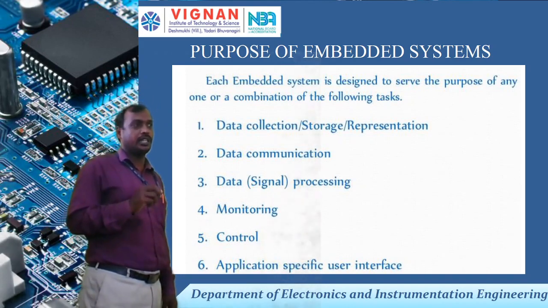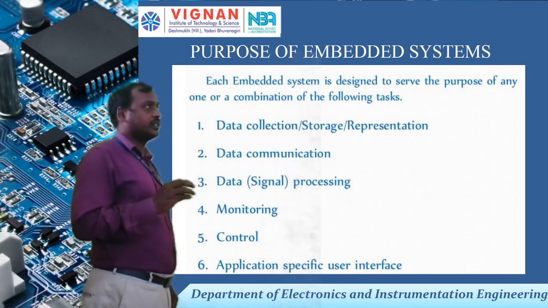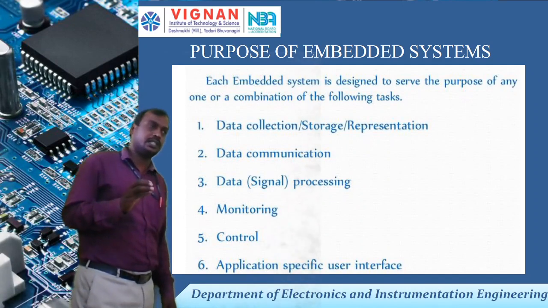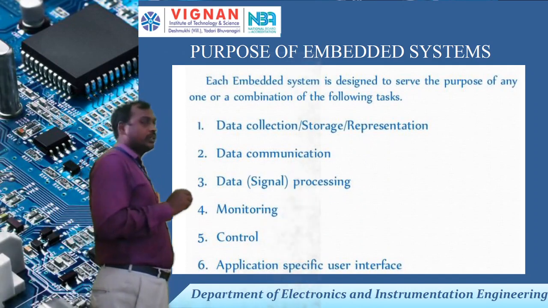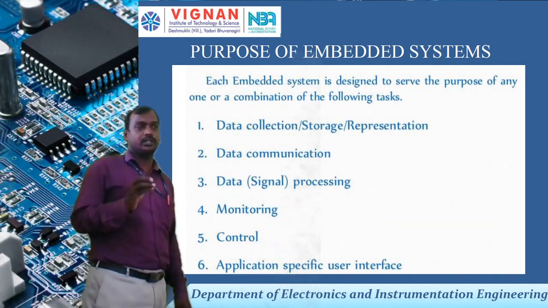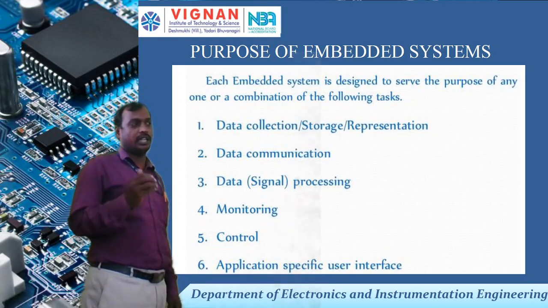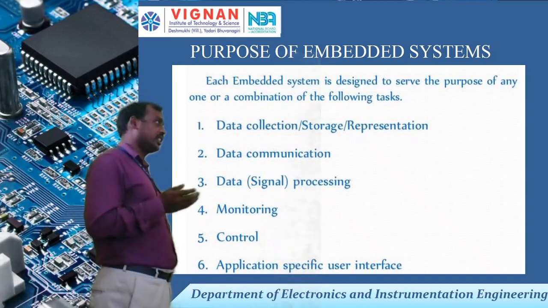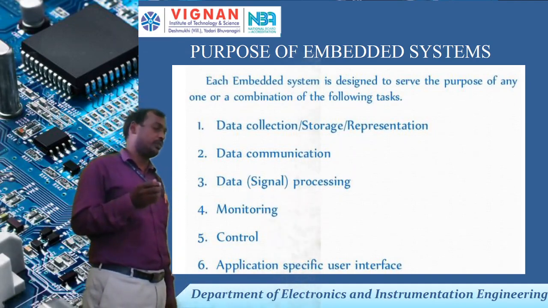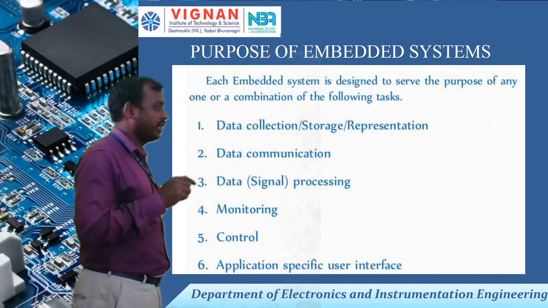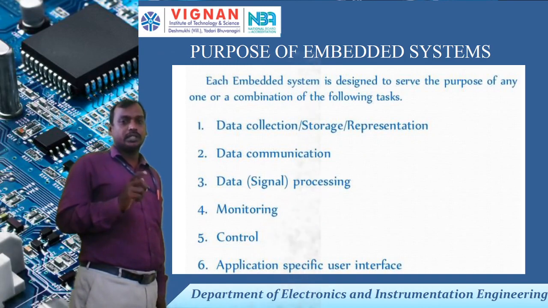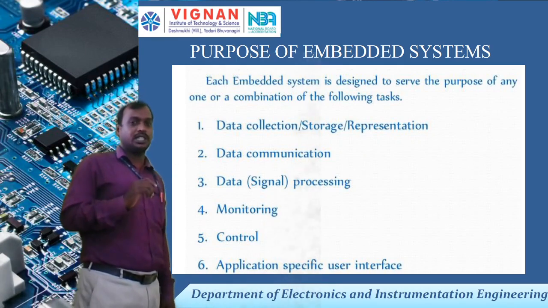Suppose I need to generate a square wave. For that purpose, the microcontroller or embedded system will give the output as a digital signal, but it should be an analog signal. To convert the digital signal to analog, we use the DAC, digital to analog converter. The data is given to the CRO, cathode ray oscilloscope, which displays that analog signal. We can also find the amplitude and time period. So here, data processing is done.